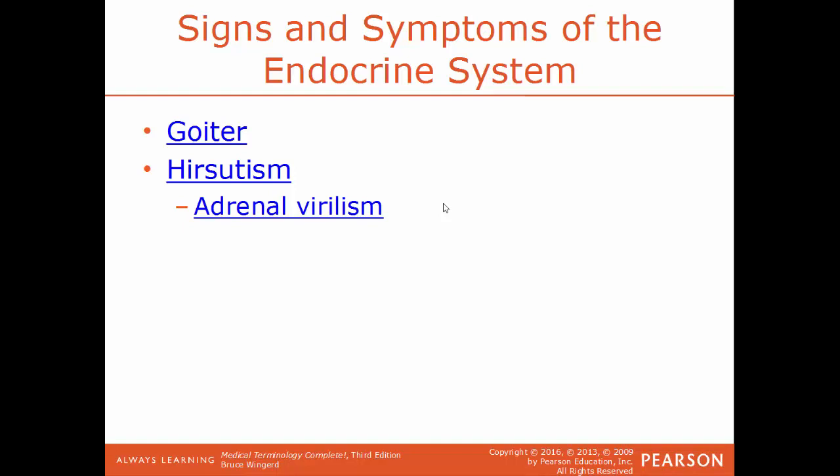And hirsutism is usually an indicator of another condition called adrenal virilism. And this is a syndrome where you have the development of male secondary sexual characteristics, often because of a tumor or some damage to the adrenal gland.